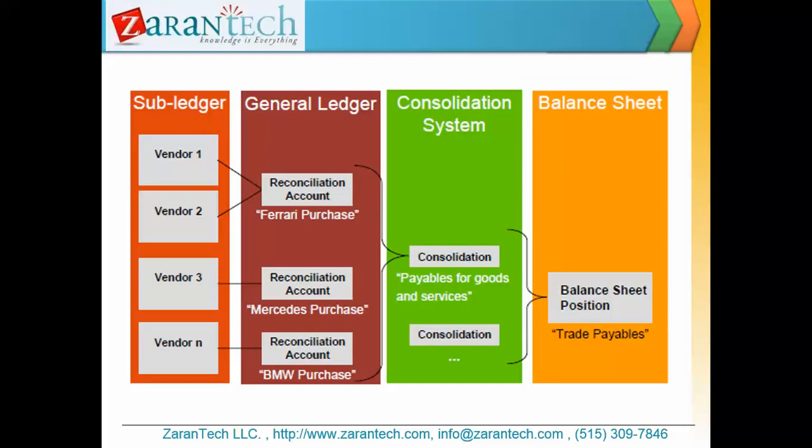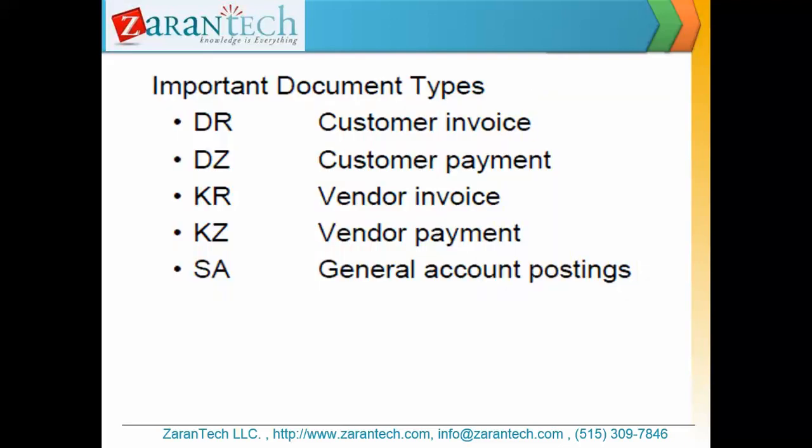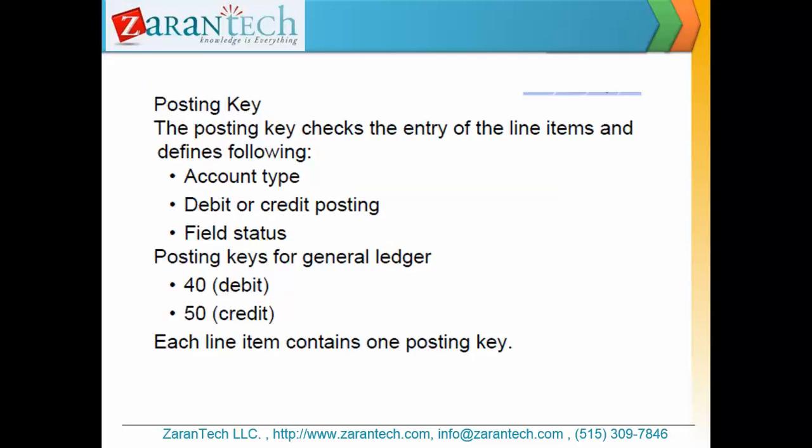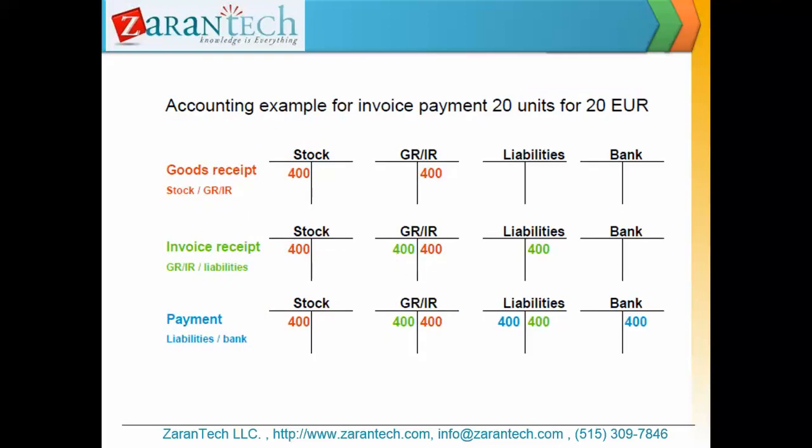If you have subledgers, all the subledgers are linked to the general ledger via the reconciliation account, and this reconciliation account is directly linked to your balance sheet account if you don't have a consolidation system. But if you have a consolidation system, then it is linked to the balance sheet through the consolidation system. There are different document types and posting keys, and they are all configurable. You can see in the system the entries, which GL account is hit, and what type of entries we are posting, debit or credit.